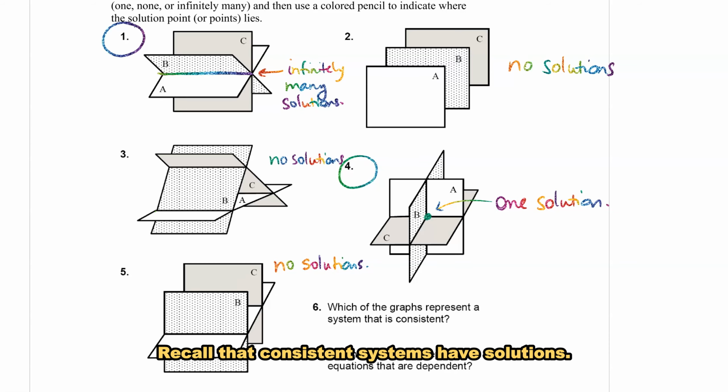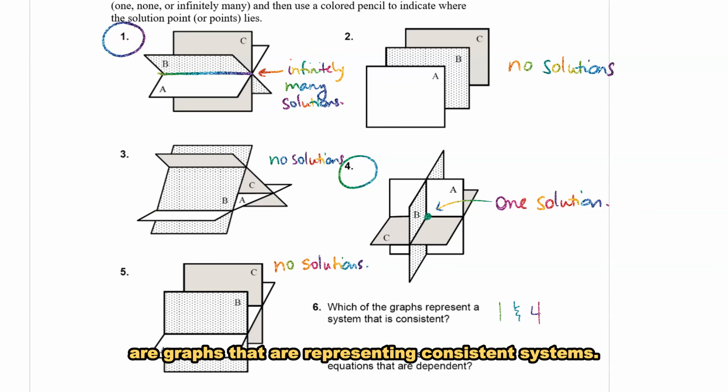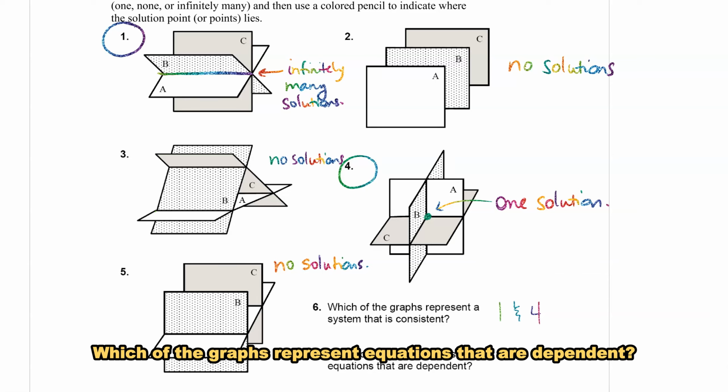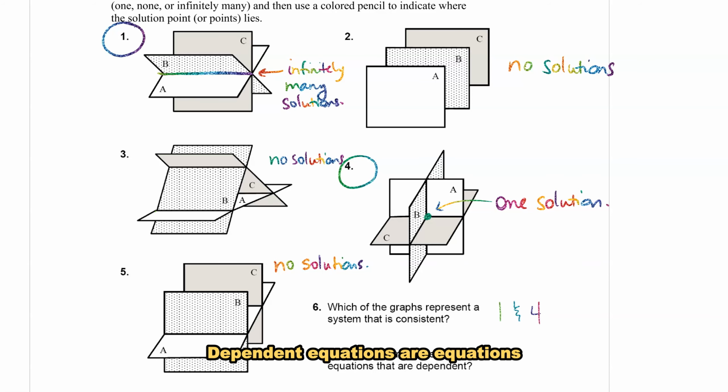Recall that consistent systems have solutions. Since 1 and 4 have solutions, 1 and 4 are graphs that are representing consistent systems. Which of the graphs represent equations that are dependent? Well, dependent equations are equations that are going to create essentially infinitely many solutions or intersect in infinitely many points. For systems of 2 variables, we saw this when 2 lines were overlapping. They created the same line.